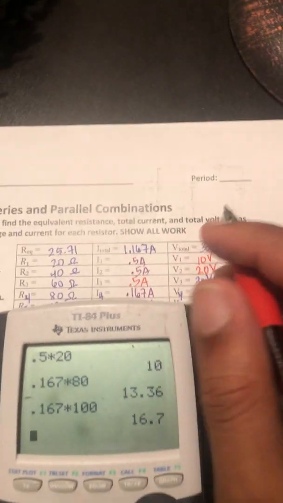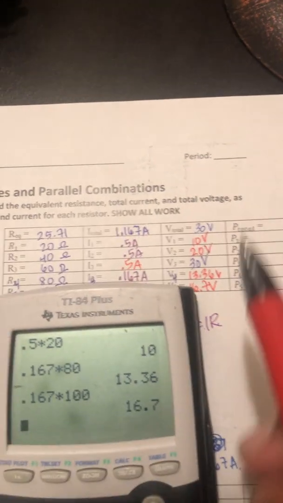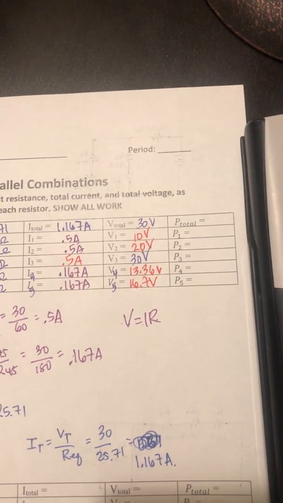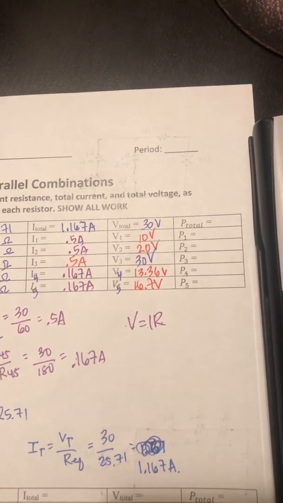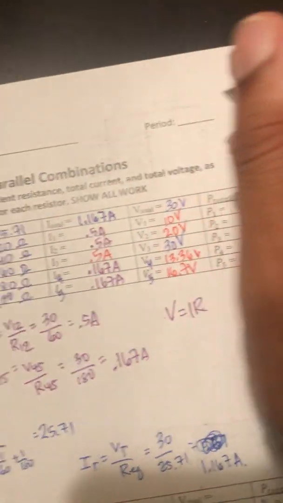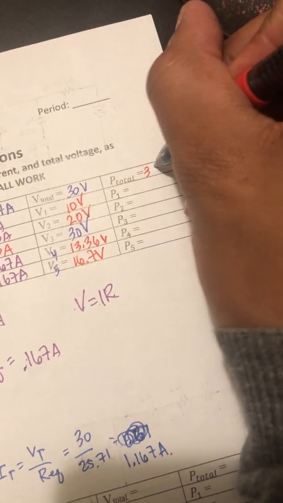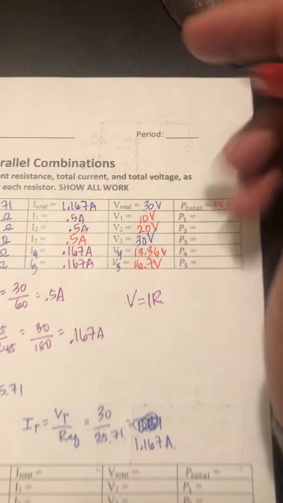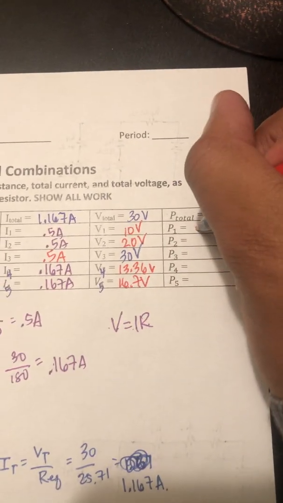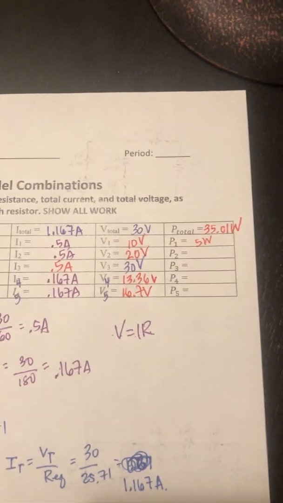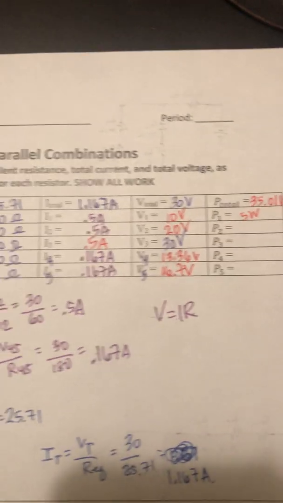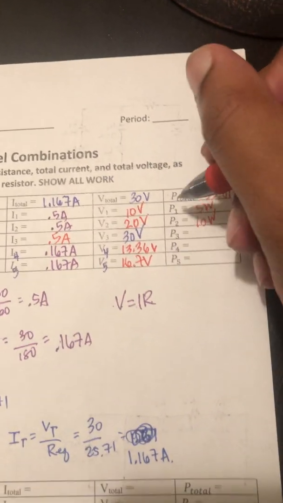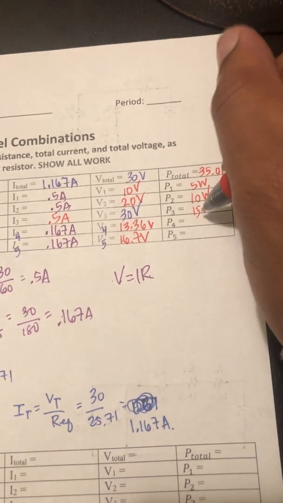Now, to find the total power, I do IV. I know all my I's, I know all my V's now. So, if I do 30 times 1.167, I get the total power to be 35.01 volts. I mean watts. If I do 10 times 0.5, I get 5 watts. 20 times 0.5 gives me 10 watts. 30 times 0.5 gives me 15 watts.